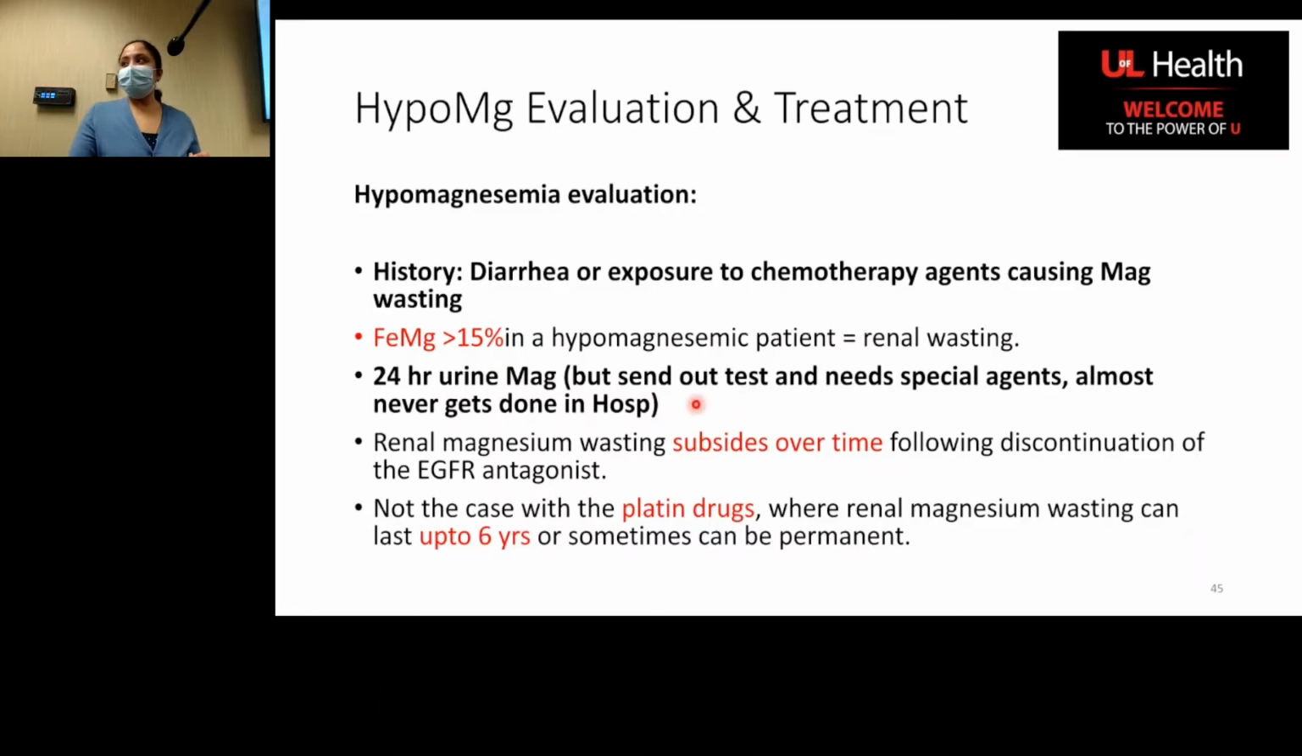24-hour urine magnesium, we have ordered multiple times, does not work. It's a send out test. They need a special agent to collect it, which most of the times is not communicated from the lab to the nurses. Renal mag wasting can subside after some time in case of the VEGF antagonist, but with platinum drugs, renal mag wasting can last up to even 6 years or even can be permanent after stopping their chemotherapy.